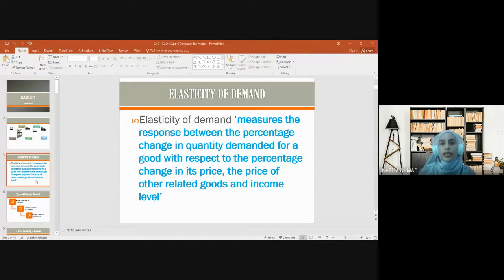of other goods and change in income. Itu elasticity of demand. So kita nak tengok berapa persen demand ni berubah apabila harga barang itu sendiri berubah, apabila harga barang lain berubah dan apabila income berubah. So bila kita deal dengan elasticity, kita kena tahu bahawa kita akan deal dalam bentuk percentage. Right? So what is the definition of elasticity of demand? It measures the response between the percentage change in quantity demanded for a good with respect to percentage change in its price, the price of other related goods and income level.